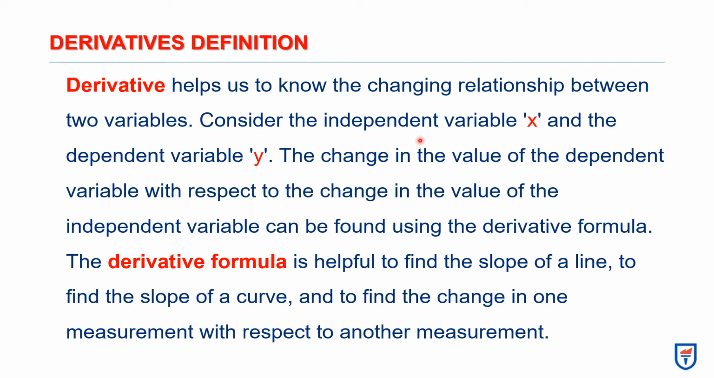We consider an independent variable x and dependent variable y, then the change in the value of the dependent variable with respect to the change in the value of the independent variable can be found using a derivative formula or differentiation process. A derivative formula is helpful to find the slope of a line or the slope of a curve, as well as to find the change in one measurement with respect to another measurement.